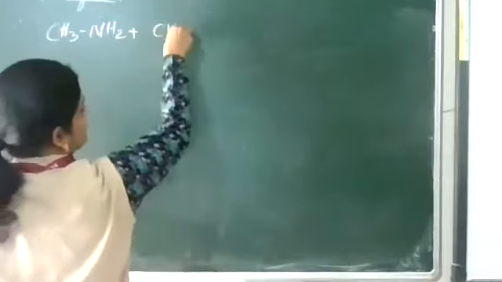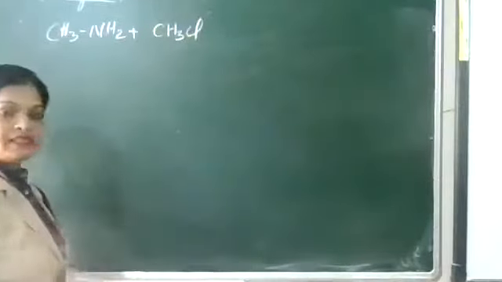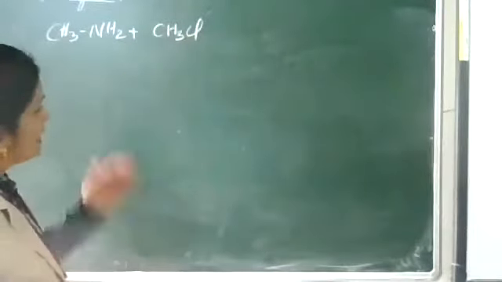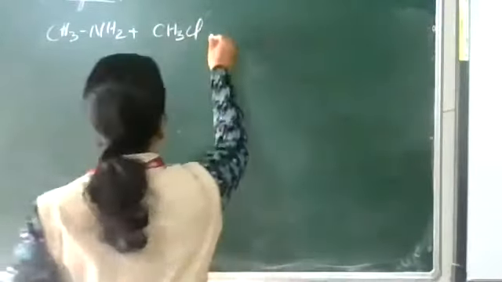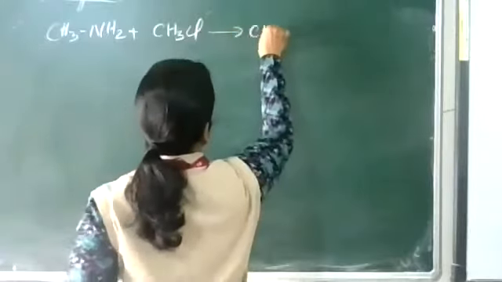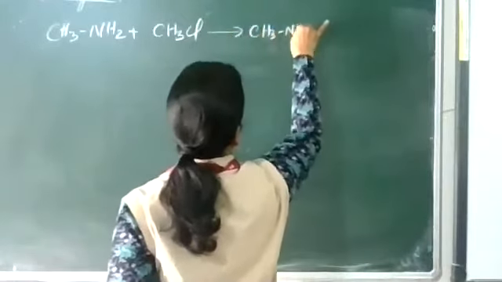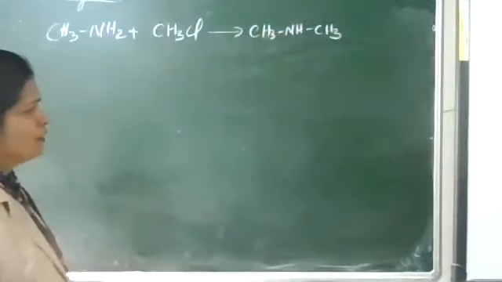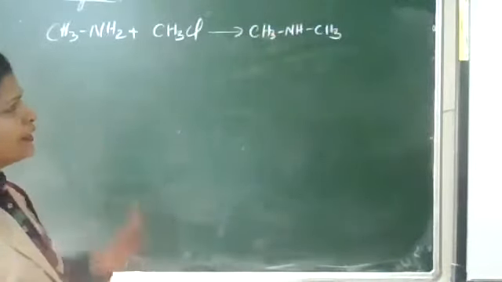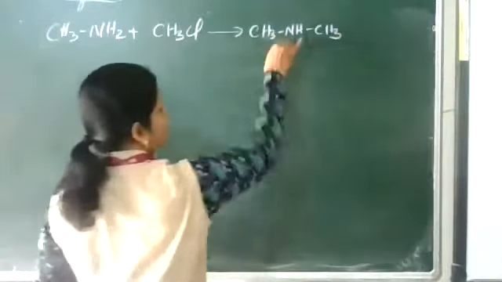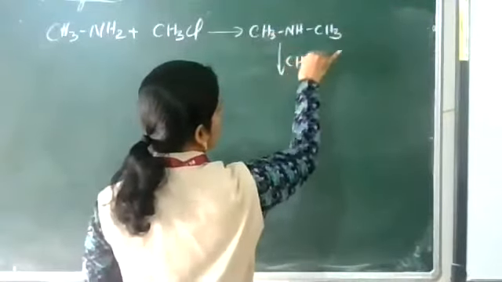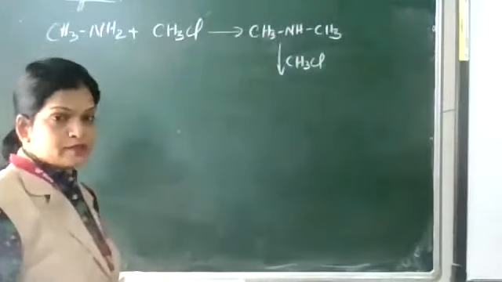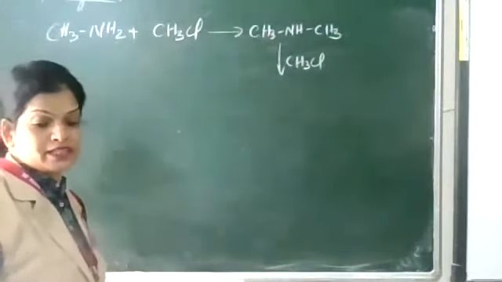plus alkylation, plus acylation. We will take this alkylation with CH3. So here we get CH3NHCH3 plus HCl. We are getting a secondary amine. And again, this with CH3Cl will give a tertiary amine, then finally a quaternary ammonium salt. Alkylation we have already seen.